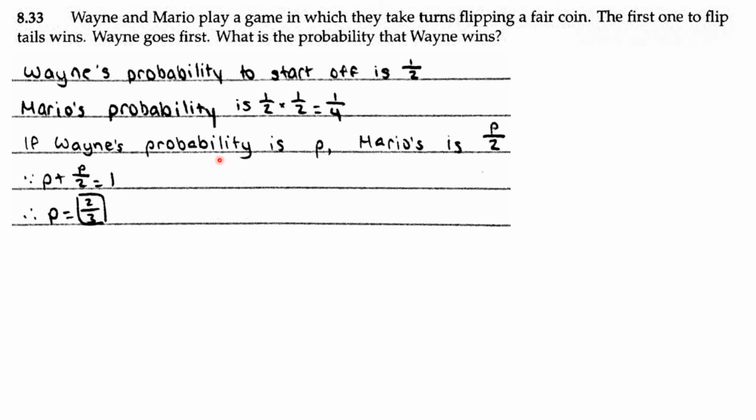So if Wayne's probability is p, then Mario's would be p divided by 2, because Mario's is always multiplied by 1/2 of Wayne's since he goes after Wayne. So p plus p over 2 is equal to 1, since the total probability is 1. So p is equal to 2 over 3. So the probability of Wayne winning is 2 over 3.